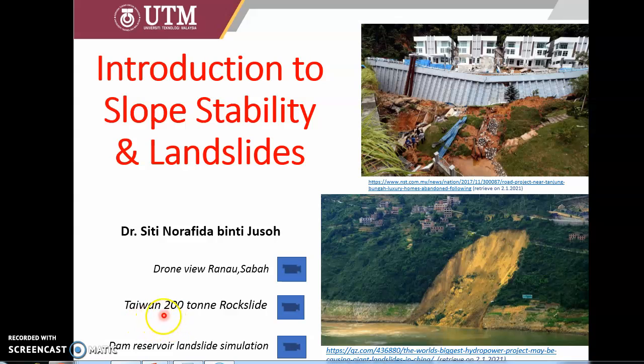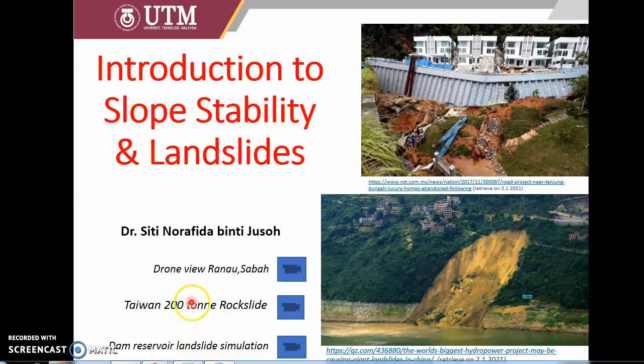Taiwan. This is a very interesting video because we not only see 200 ton of rock that fall to the roadside, but also we have another rock that might fall any time. And the last one is a simulation on a dam reservoir when we have a landslide. So the reservoir landslide can induce, I could say, a tsunami in the reservoir.